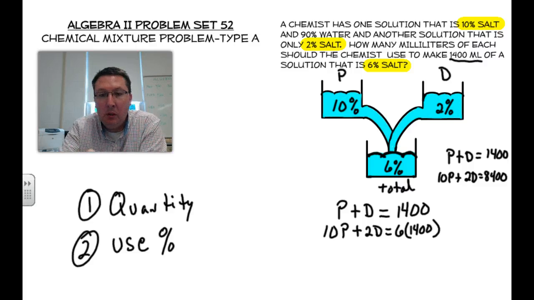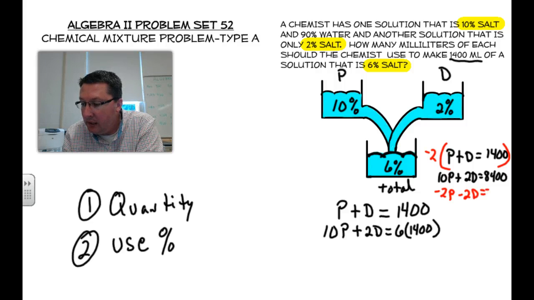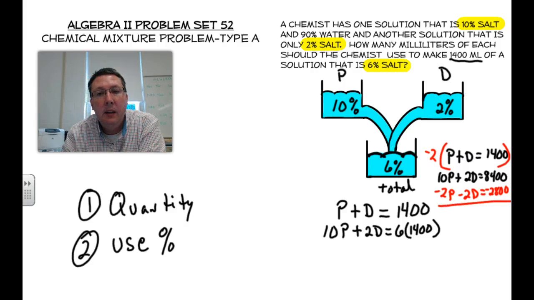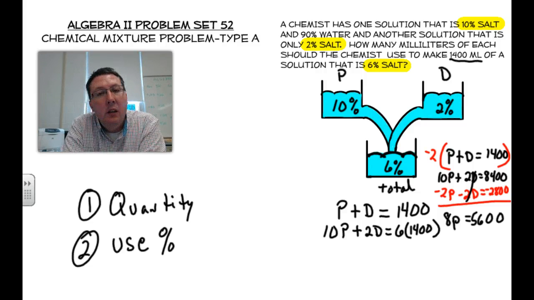To do that, I'm going to multiply this top equation by a negative 2, which gives me a new equation of negative 2P minus 2D equals negative 2800. Now I add the two equations together. The D's are gone. That leaves 8P equals 5600.